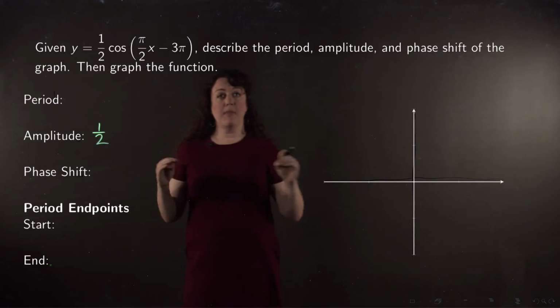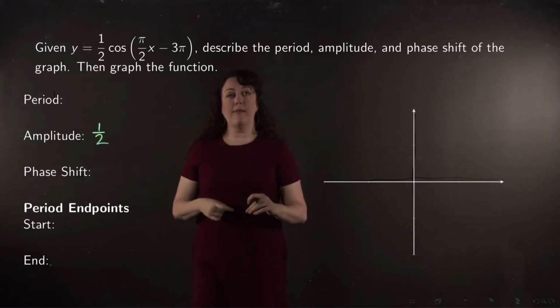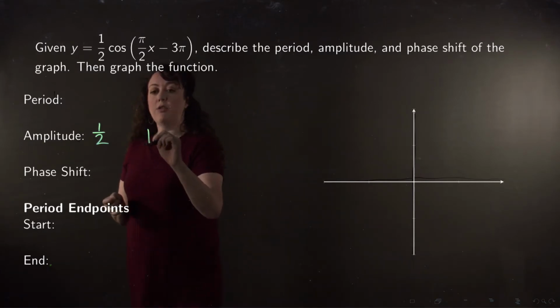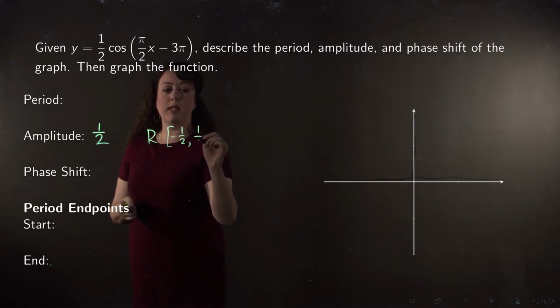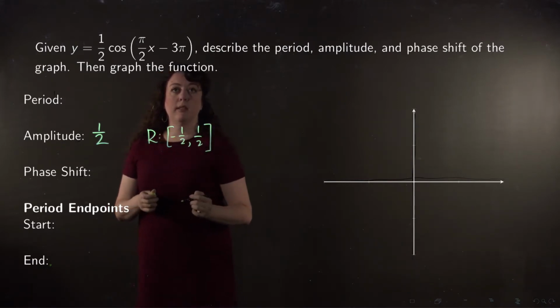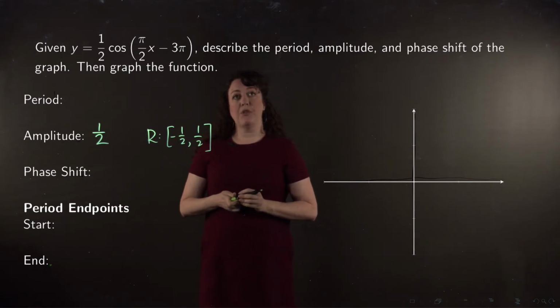That means that from the midline up to the top and bottom of our graph, we're going to go up and down 1/2. This doesn't have a vertical shift, so our range is going to be -1/2 to +1/2. If we'd done a vertical shift, we would have changed that based on what shift was made.